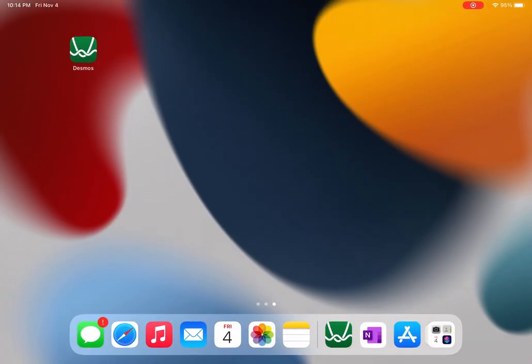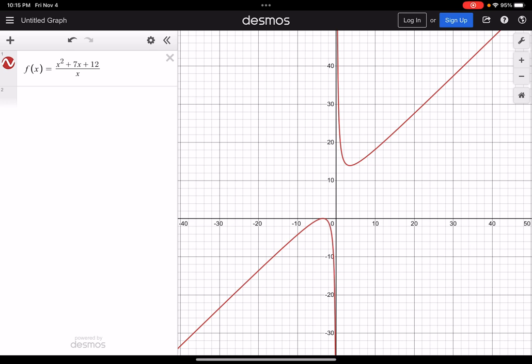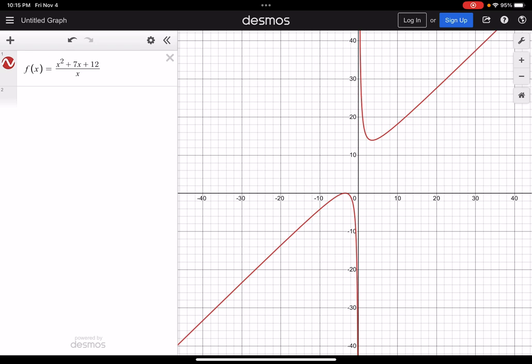So I have it graphed on the Desmos app. If you don't have the Desmos app, it's fantastic. But here is that function, f of x equals x squared plus 7x plus 12 over x. And as you can see, it is taking off as x gets larger, and it takes off on this diagonal line going really high. What you'll also notice is it takes off going very far to the left, going down this way. Can't mark in this, but it goes down.